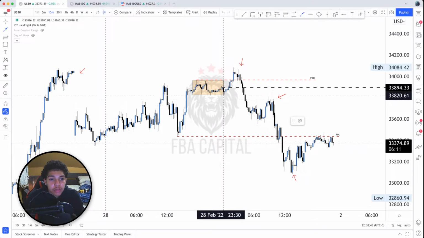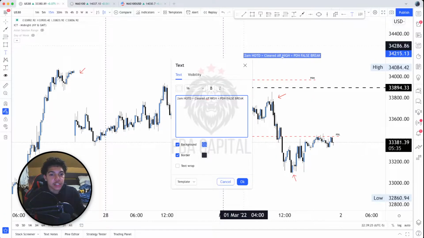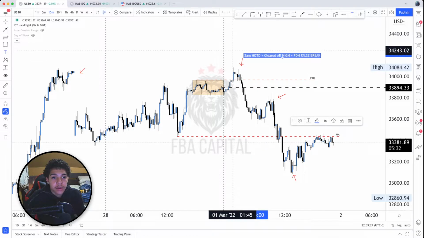This is the 12 a.m. open. We had this run above price that cleared the previous day's high. But right when it cleared it, it immediately started to lose momentum and shift back below it. So we cleared the Asian session high, so we're going to annotate this. At 2 a.m. we had the high of the day, plus we cleared the Asian range high, plus the previous day high, which ended up being a false break. And this is what ended up creating the overall high of the day.